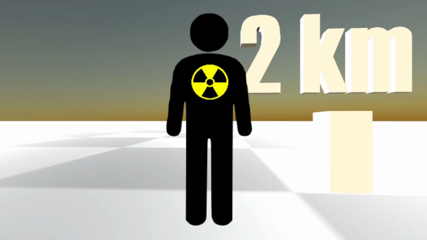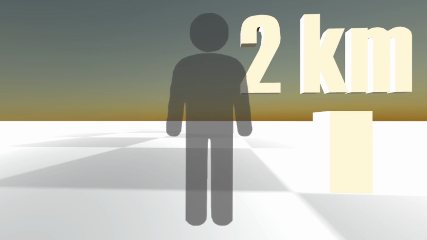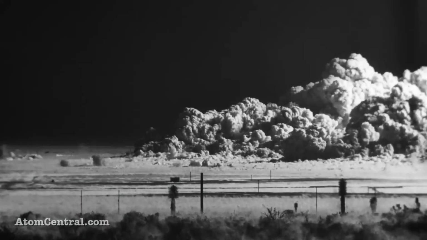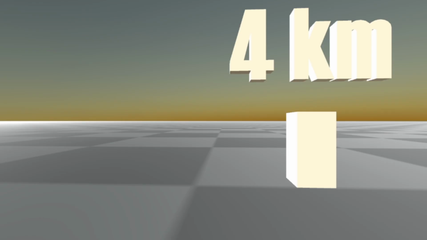Moving out to 2 kilometers, or 1.5 miles from the blast, anyone shielded from the blast will receive a lethal dose of radiation. Those in the open would be largely carbonized and mechanically destroyed by the shockwave. Moving out to 4 kilometers, or 2.4 miles, the thermal pulse will immediately produce third-degree burns on exposed skin, clothing will burn off and blindness will be immediate.